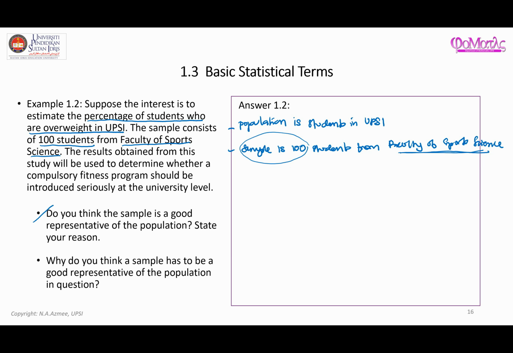Next, why do you think a sample has to be a good representative of the population? The reason is to avoid bias in the analysis. You can imagine, if we take all students from the Faculty of Sports Science, the result may be biased, because sports science students are usually more fit, not overweight. That picture may not accurately describe the real situation of students in UPSI. So if we take results based on a sample that is not a good representative, the result will be biased. That's why a sample has to be a good representative, to make sure there is no bias in the analysis.